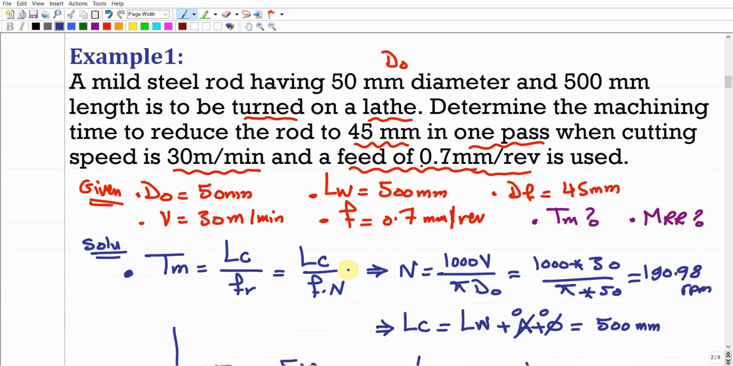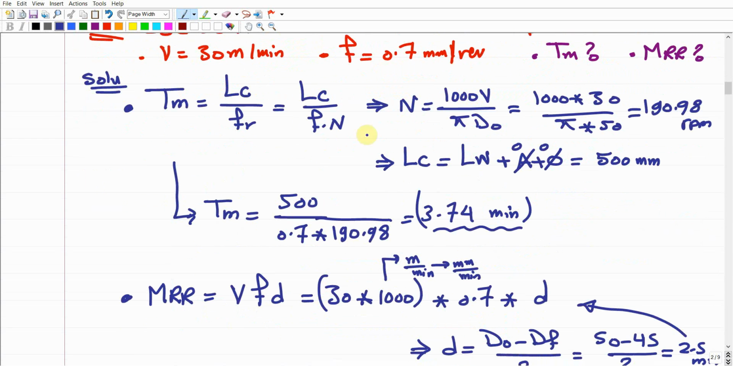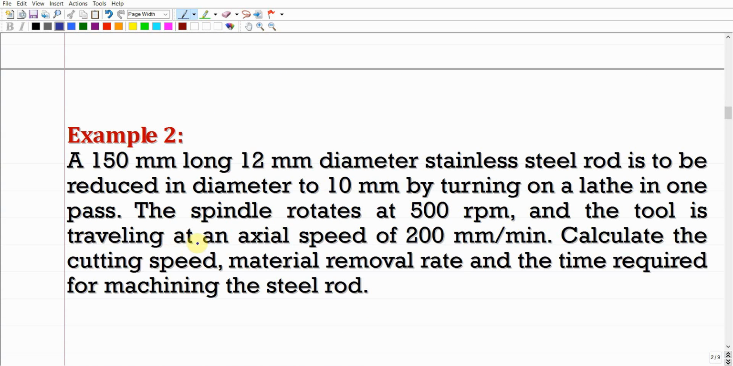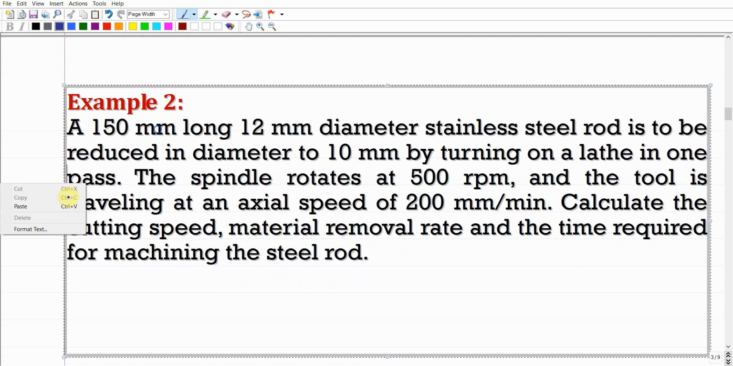Make sense? As you can see, it is a very straightforward example, and all the examples are the same. Your objective is just to write the equation, figure out what was given and what you have to calculate, then substitute directly. You're going to end up with the required parameter. Make sense? So this is for this example. Now let us move to example 2.